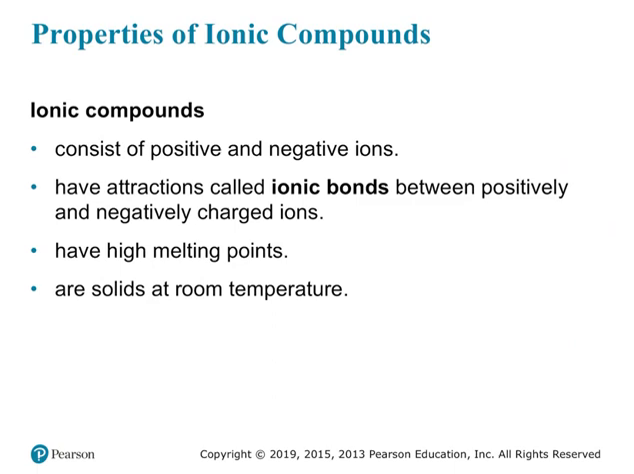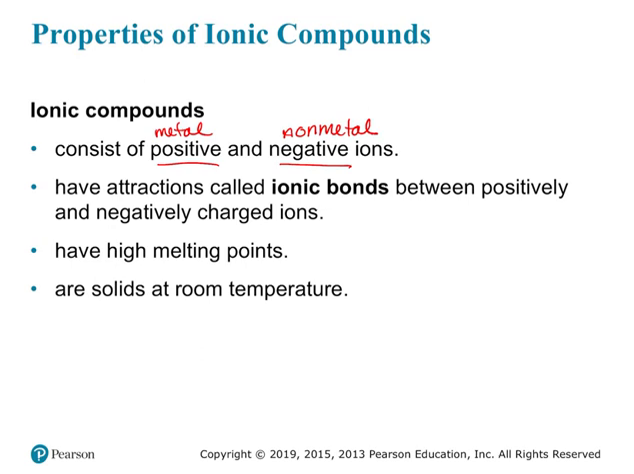Okay, so let's talk about some properties here. Ionic compounds consist of positive and negative ions, so a metal ion and a non-metal ion. Ionic compounds have attractions called ionic bonds between those positively charged metal ions and the negatively charged non-metal ions.